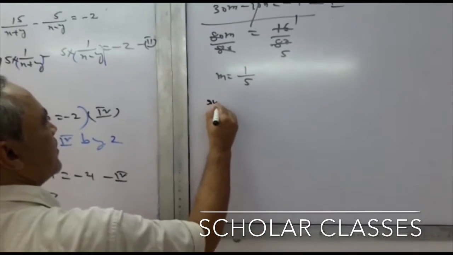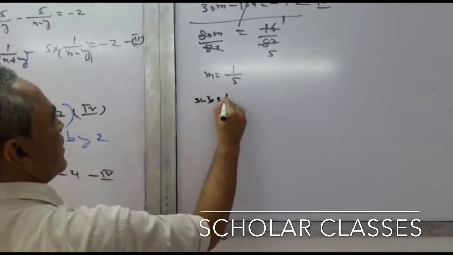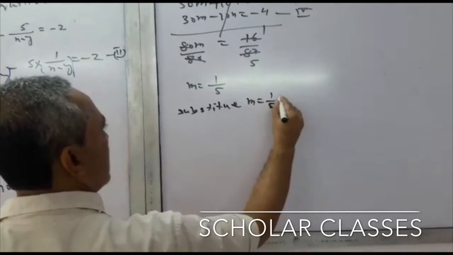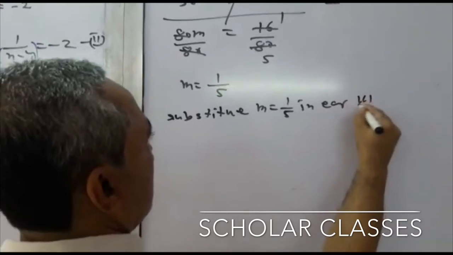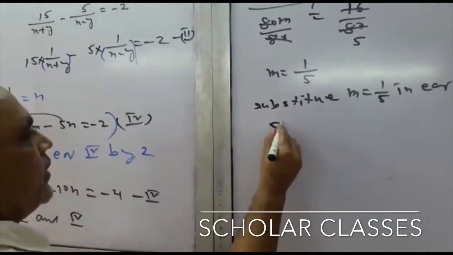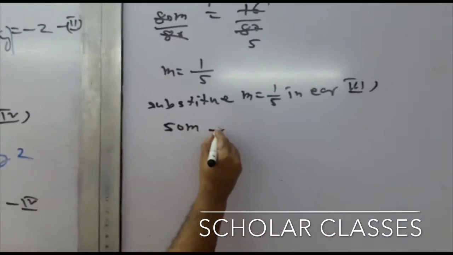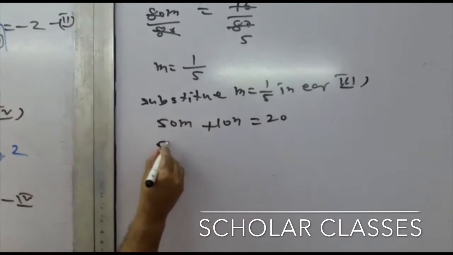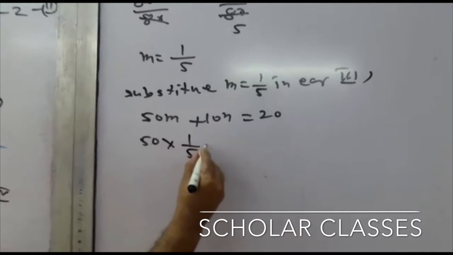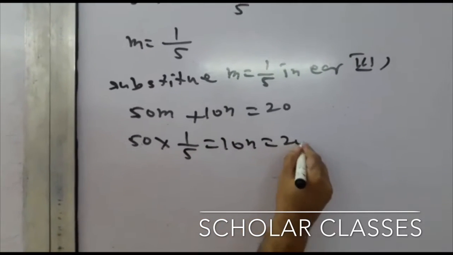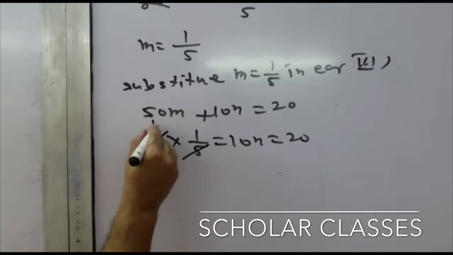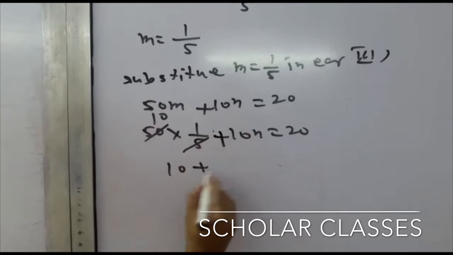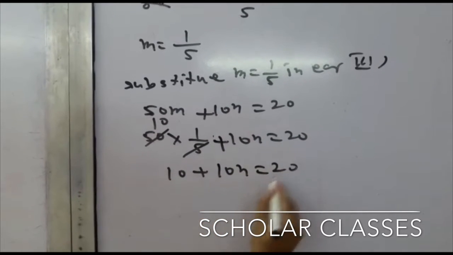Substitute m is equal to 1 upon 5 in equation 3. The equation 3 is 50m plus 10n is equal to 20. This is equation 3. 50 multiplied by 1 upon 5 plus 10n is equal to 20. 5 1 the 5, 5 10 the 50. It will become 10 plus 10n is equal to 20.